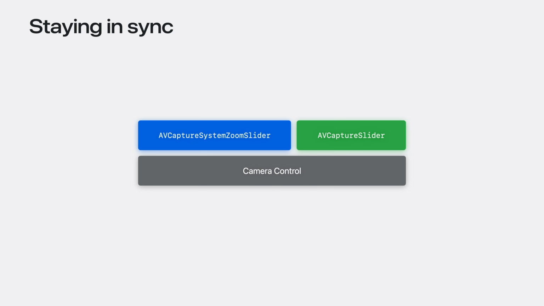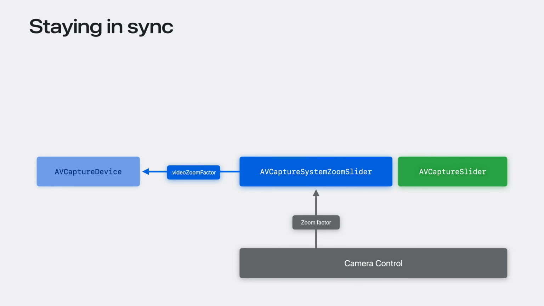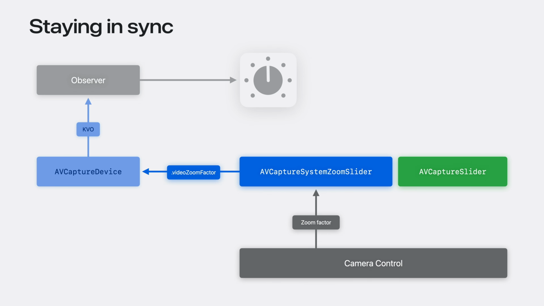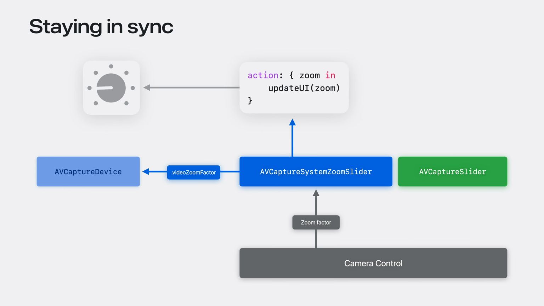For your app to respond as a person interacts with camera control, there are a couple of flows to consider. System-provided controls apply values from camera control directly to the configured device. You don't need to set video zoom factor or exposure target bias yourself. But you may have models or UI that need to be updated. If you already use key value observing, or KVO, to know when the relevant property changes, you can continue using that mechanism to update your interface. If you're not using KVO, create the system control with an action handler, which will be called on the main thread as the value changes, so you can update your UI directly.